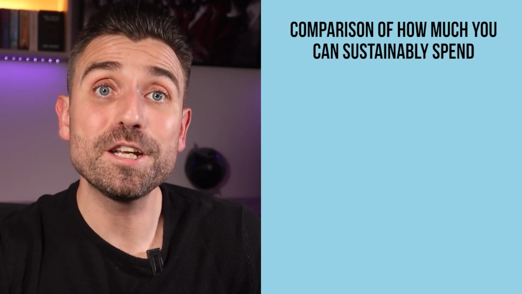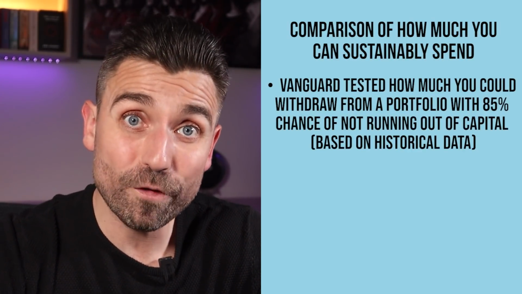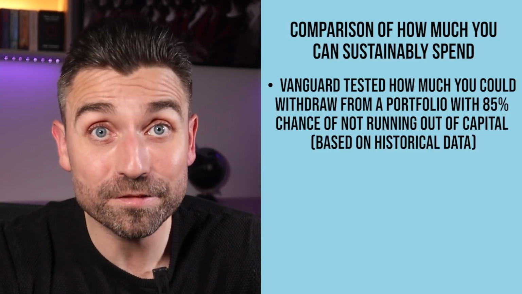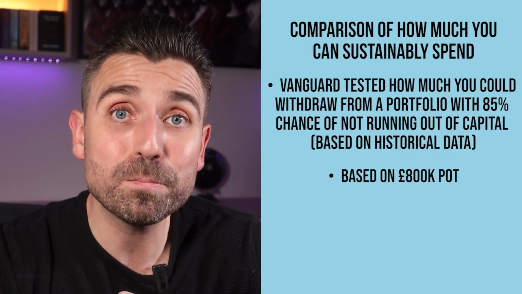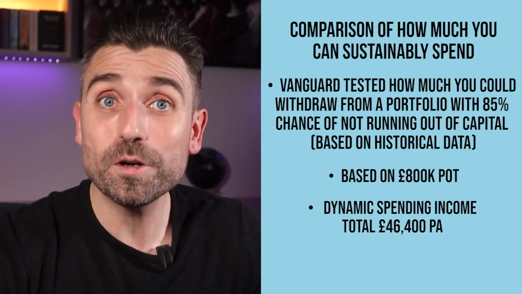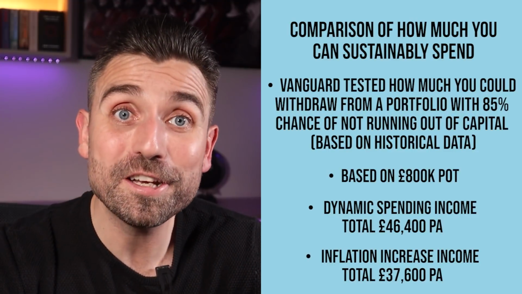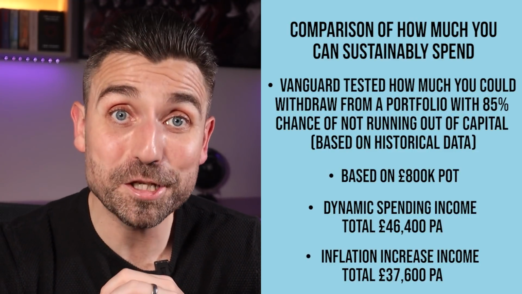When comparing how much you can sustainably spend, Vanguard looked at how much you should be able to draw from a portfolio with an 85% chance of not running out of money based on historical returns. They found that on an £800,000 pot, the average dynamic spending total was £46,400 a year, far more than the £37,600 allowed by the pound plus inflation strategy.